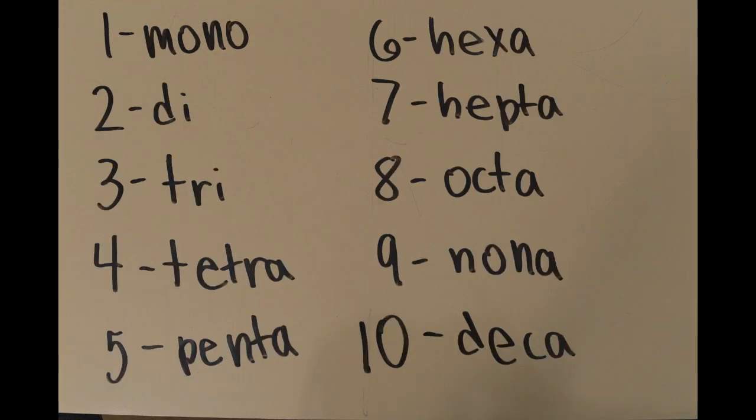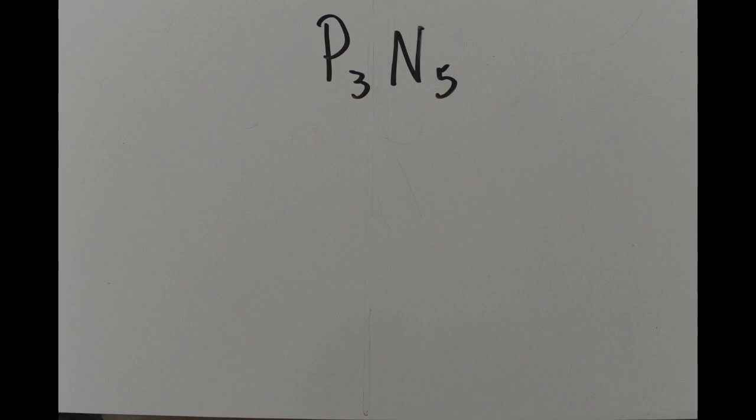Here are the prefixes. As you can see, 1 is mono, 2 is di, 3 is tri, etc. These prefixes should be added on to the name of an element depending on how many atoms there are of that element in the molecule. Let's go over an example.